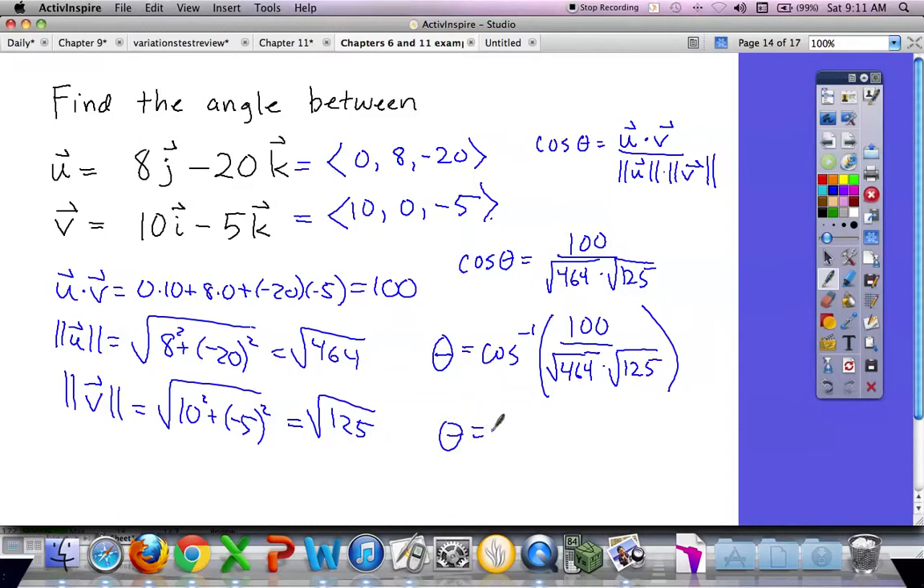So I'll do this in my calculator. 100 divided by the square root of 464, divided by the square root of 125. And now we'll do the cosine inverse. 65.5.